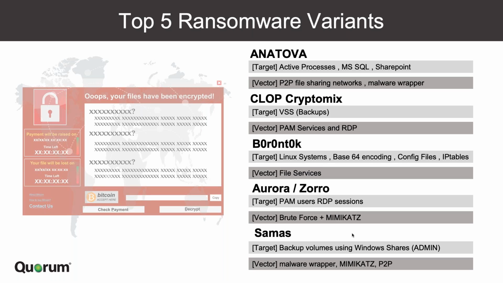The third one, Barantic, and those are zeros, not O's. These are targeting Linux systems and config files and IP tables. This is one of the first ransomware news events I found where it was specifically targeting enterprise Linux distributions like Red Hat and CentOS.